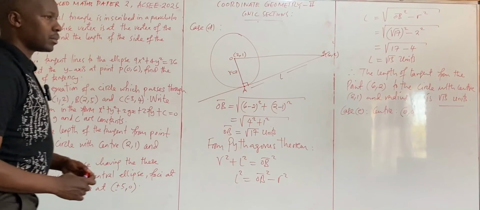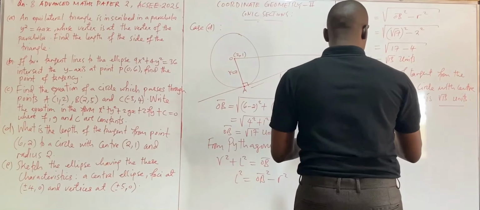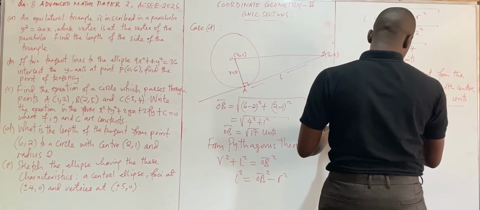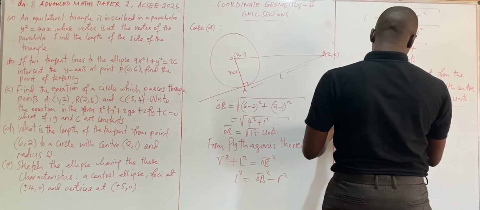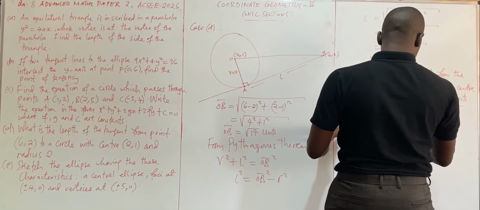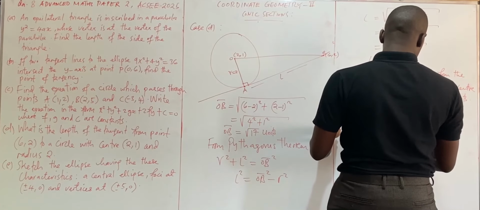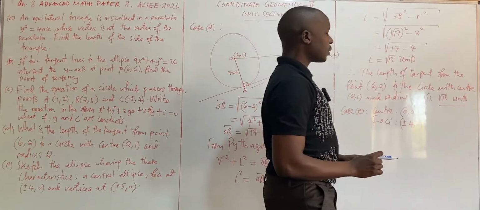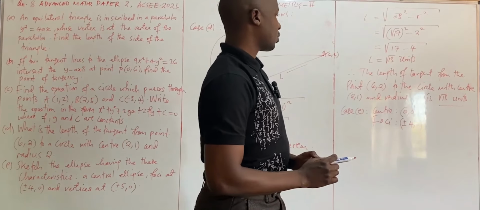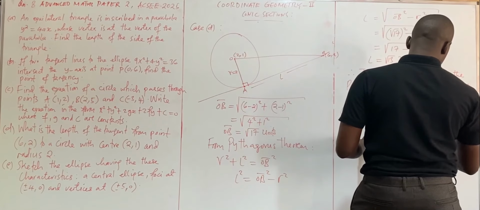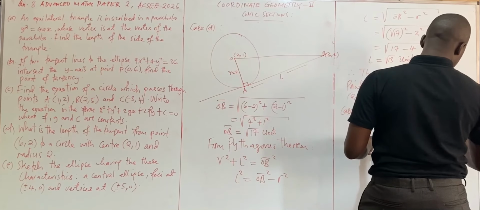That is plus or minus (4, 0). So the foci are provided here, plus or minus (4, 0). It means one is (4, 0) and the other one is (negative 4, 0). So this is like saying plus or minus (ae, 0).